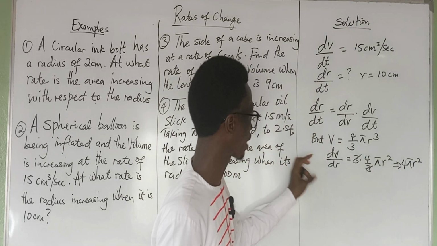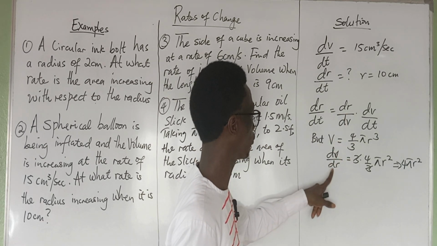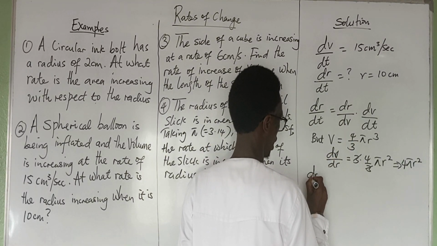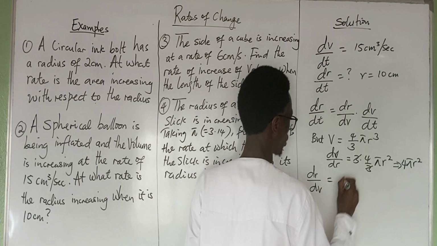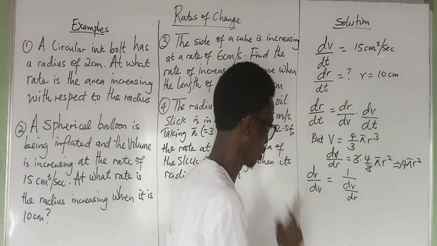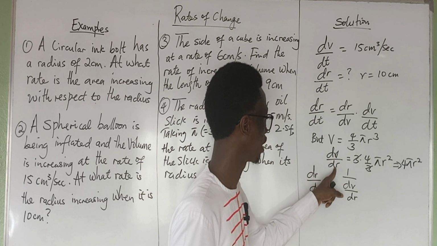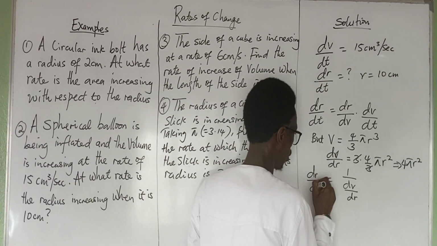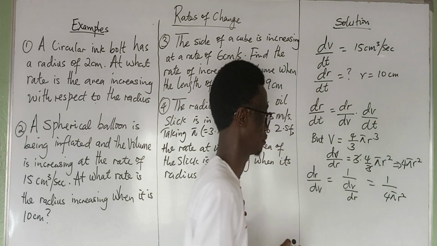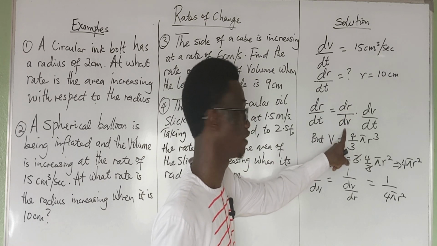Now, look at this. We have dr over dv here, and here we have dv over dr. So if we want to change this one to this form, we say dr over dv is equal to 1 upon dv over dr, because this becomes this one. So whatever we have for dv over dr, dr over dv has to be 1 upon 4 pi r squared. That's just the trick here, because this one you have dr over dv.